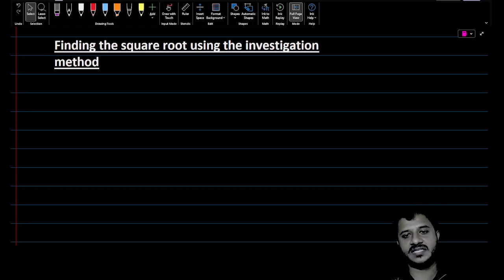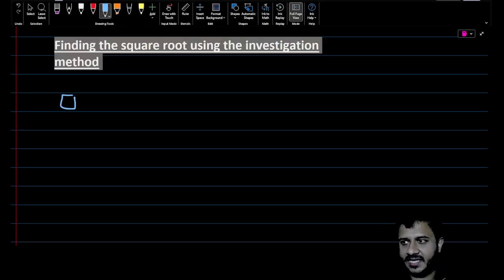Already. So let's have a look at using the investigation method, or a kind of trial and error method, to find the square root of a number. To know that, you need to have a little bit of basic knowledge.